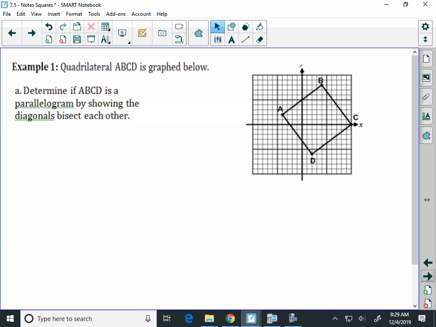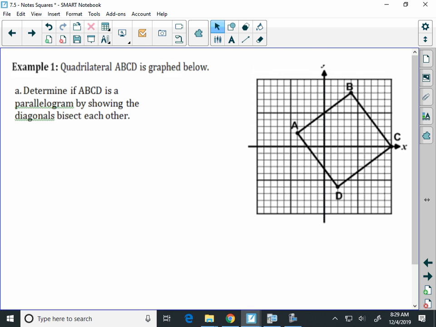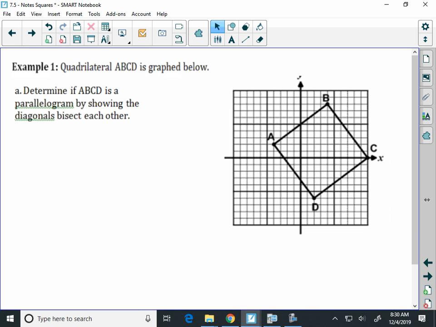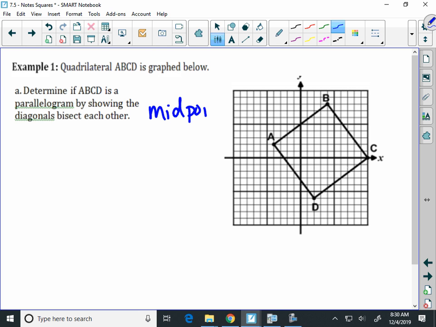So if we look at quadrilateral ABCD, it's graphed below, and thank goodness it's graphed for me, so maybe my triangles won't be so wacky. But it says determine if ABCD is a parallelogram by showing that the diagonals bisect each other. And again, when we're showing that the diagonals bisect each other, we have to do the midpoint. And we had that practice in the last note, so hopefully we remember that. And the nice thing is, when we're taking some sort of assessment, at least it gives you some guidance.